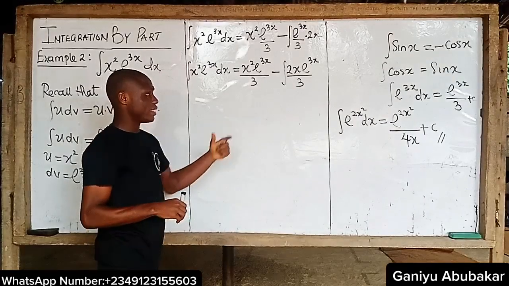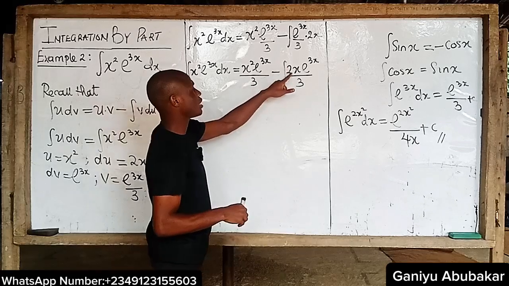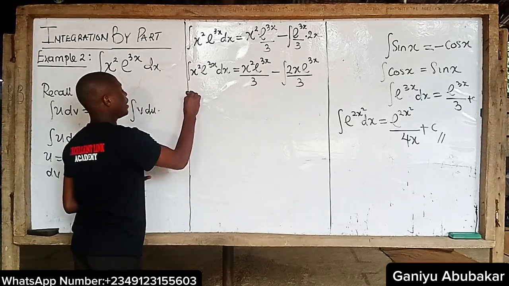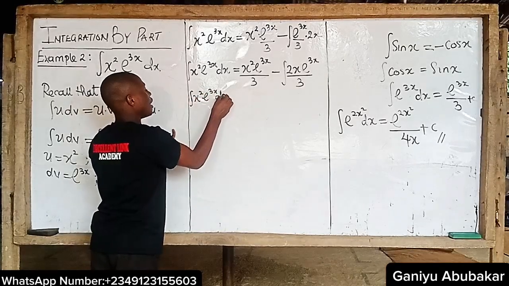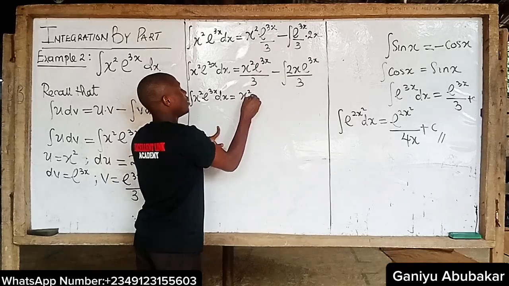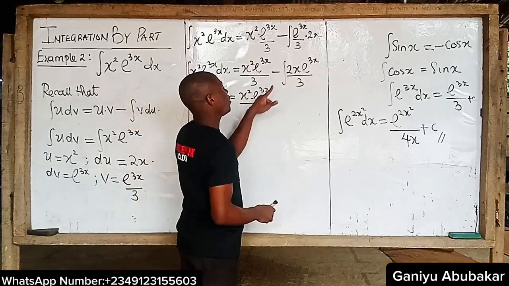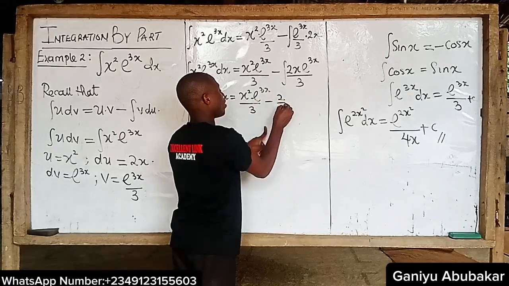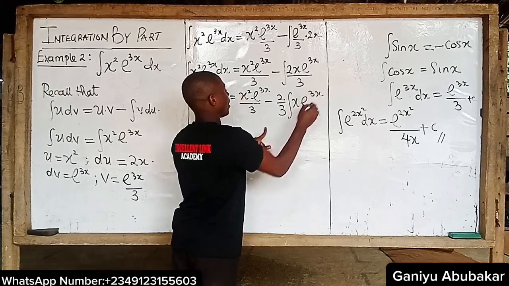Next up, what's next at this point? Of course, my next task is to take out the constant term outside the integral sign. So the integral of x squared exponential 3x dx will be equal to x squared exponential 3x over 3 minus, the constant term is 2 over 3, outside the integral sign, 2 over 3 times the integral of x exponential 3x.